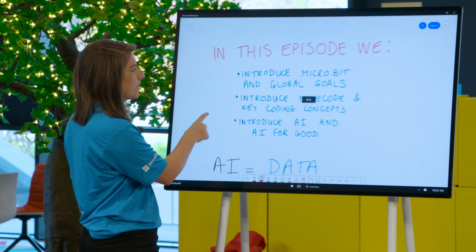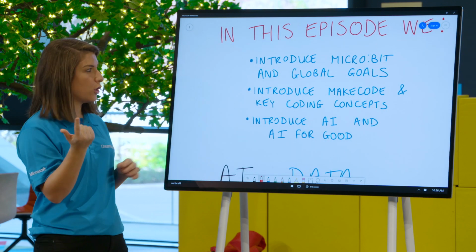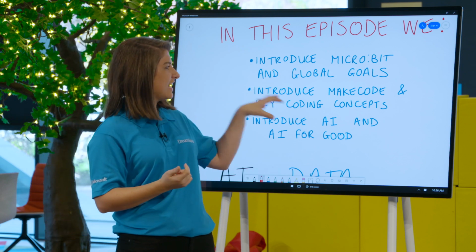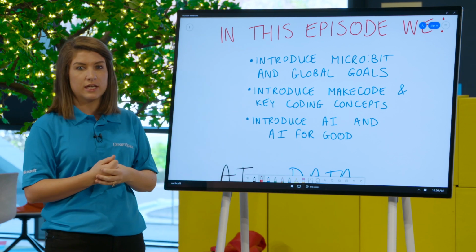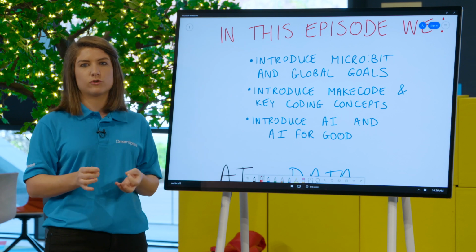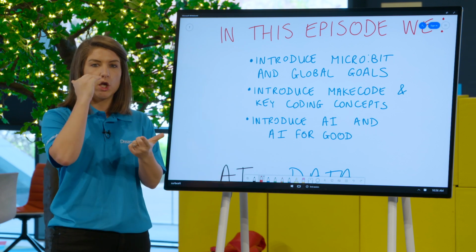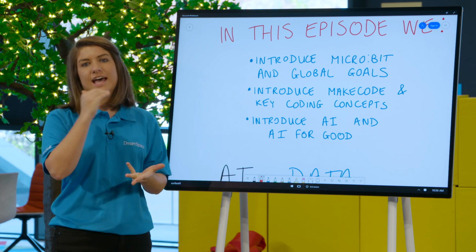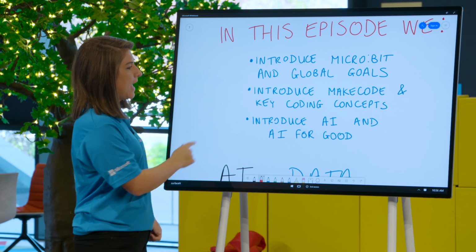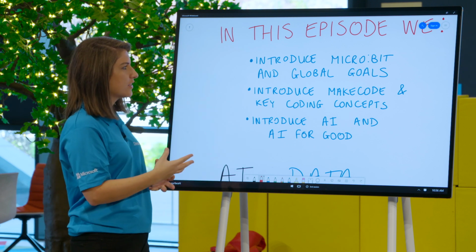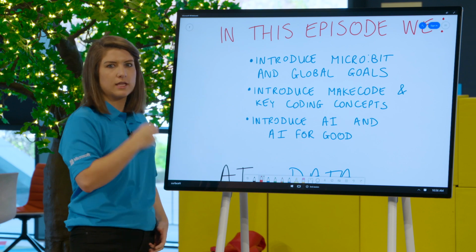So we said that we would look at Microbit and global goals. So hopefully everyone's okay on those. We said we would cover the key coding concepts in MakeCode. So the key concepts we really want you to have understood from today is the idea of sequences, so the order of our instructions, loops, variables, and conditions. So they were the key ones. And then finally, we've done our little introduction to AI and our AI for good pillars. And all of this stuff is going to be crucial as we move on.